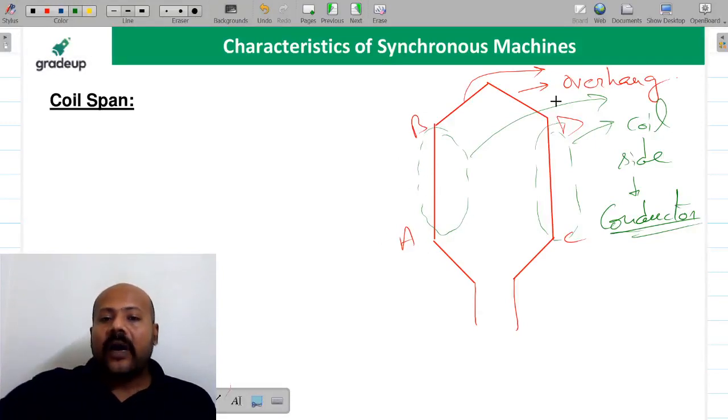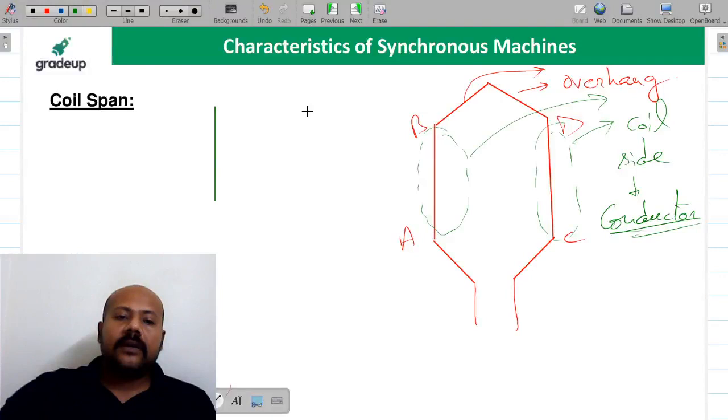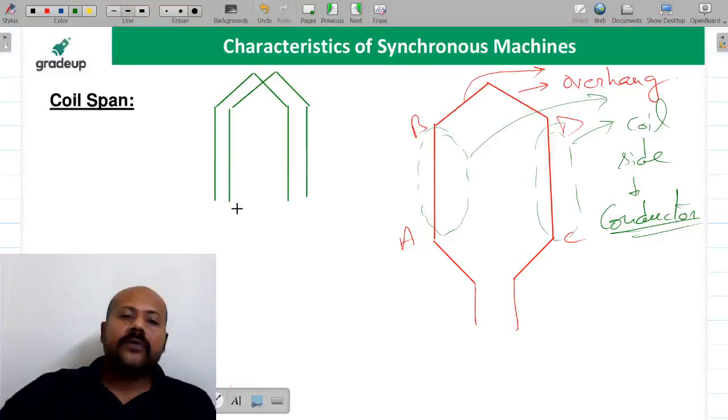So beta, this coil can have n number of turns. This is a 1-turn coil. If you want to have a 2-turn coil, then you can have a 2-turn coil like this. I hope it is clear.